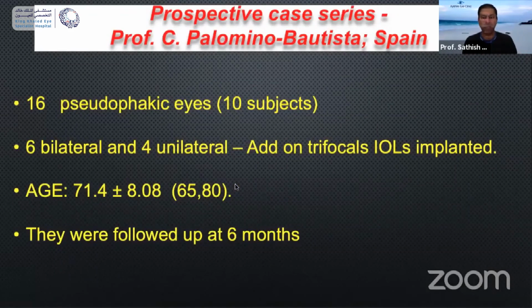I'm just going to share with you some of the results from Professor Batlle from Spain, where he looked at a prospective case series of 16 pseudophakic eyes of 10 patients. 6 of them underwent bilateral add-on trifocal lenses, and 4 had monocular implantation of these trifocal lenses. These are patients who had primarily had monofocal lenses, where the secondary add-on trifocal lens was done to give them a presbyopia solution. That's the mean age, and this cohort was followed up for 6 months.